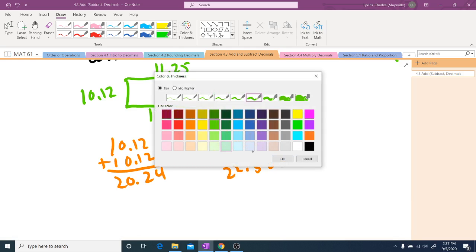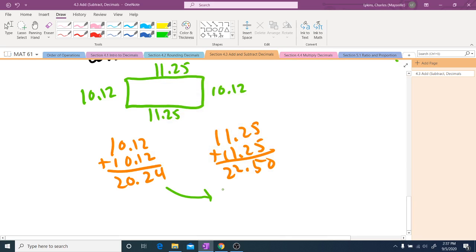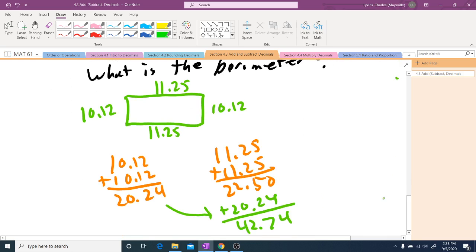And then I want to just move this over here and add up 20.24. So you get right here 50 plus 24 is 74. And then 22 and 20 is 42.74. Now, one thing with perimeter is if you're dealing with perimeter, whether fence or a wall for your garden, it's whatever your unit is. In this case, we're using feet, so perimeter is feet.